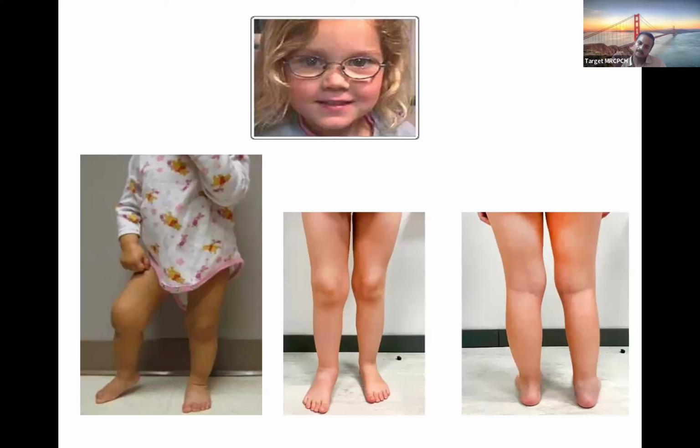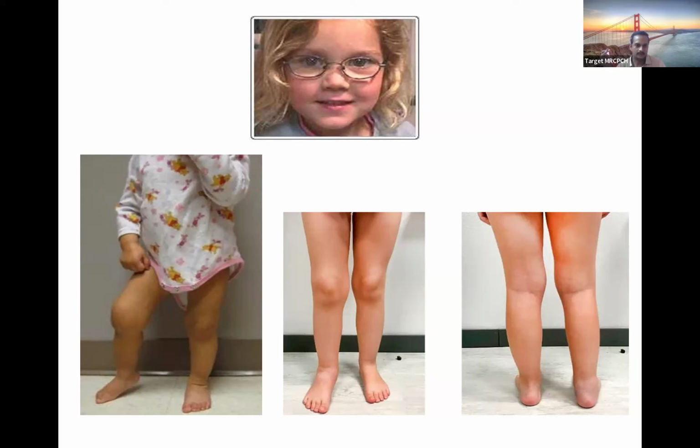For the differentials, give at least three differentials. Always have one differential which is very straightforward. For example, in this case you have two joints involved, and the joint is not red, not an angry looking joint. So we can definitely go with JIA as the initial diagnosis, an oligoarticular JIA. Maybe septic arthritis is down the line. What else? Reactive arthritis, lower limb.